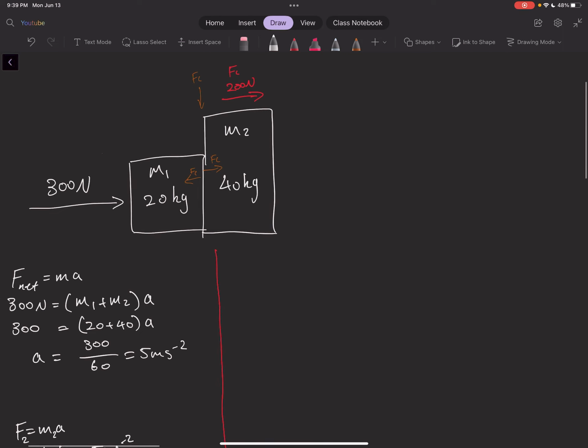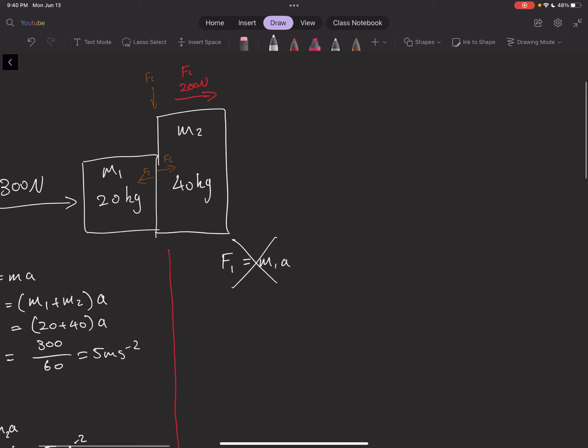For M1, let us consider it by itself. The force that is experienced by M1 is not as simple as M1 times A. It's not as simple as this. Why? Let's draw the free body diagram. This is block M1, which is 20 kilograms. It experiences a force in the right-hand direction of 300 newtons, but it's also experiencing a force in the left-hand direction, which is the contact force. This is the force that M2 is resisting that push with.